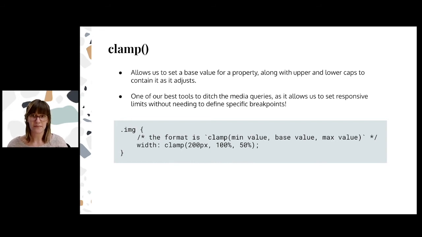Here's how it works. The syntax is open parentheses, set your minimum value, set your base value, and then set your max value. What we have here is an updated version of our last example, that image with the min and max widths. Only here, we're doing it all in one line using clamp by telling the image to take up 100% of the available space as the base value, but never larger than half of the container size, the max value, or smaller than 200 pixels wide, the min value.